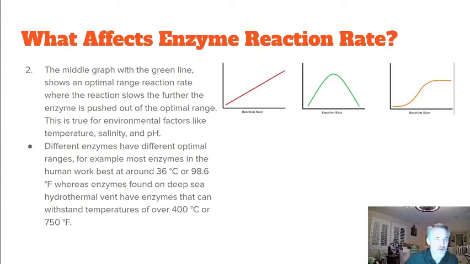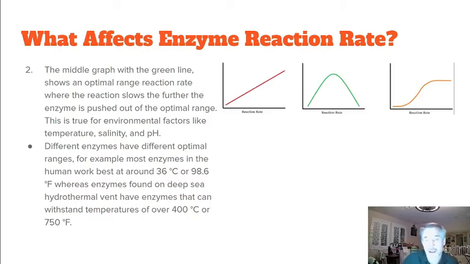The middle graph with the green line shows the optimal range reaction rate, where the reaction slows the further the enzyme is pushed out of its optimal range. This is true for environmental factors like temperature, salinity, and pH, as I mentioned. Different enzymes have different optimal ranges. For example, most enzymes in the human body work best at around 36 degrees Celsius or 98.6, which is normal body temperature, whereas enzymes found in deep sea thermal vents can withstand temperatures of over 400 degrees Celsius.